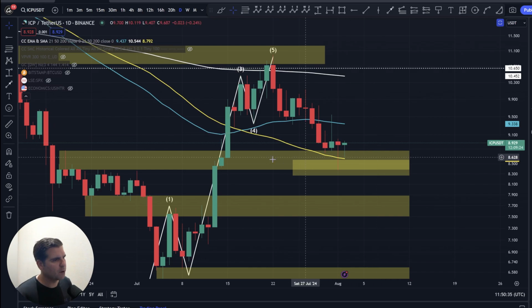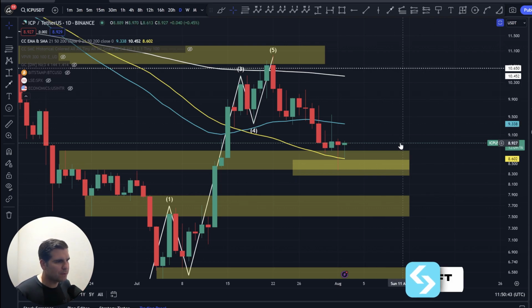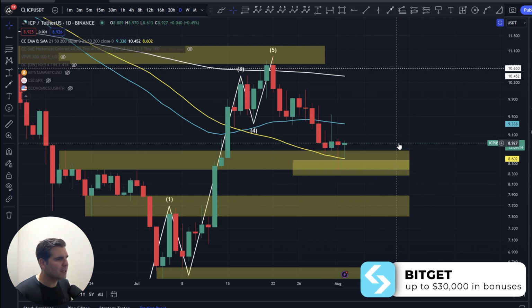Now, for the most part, we found great support on the 50 SMA on the daily time frame. That is the yellow line coming through here, but resistance is now there on the 50 EMA, which is coming in at the point of recording today's video at $9.33.8. That is our resistance. This used to be support.